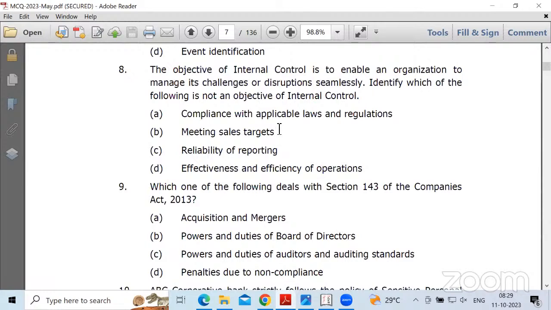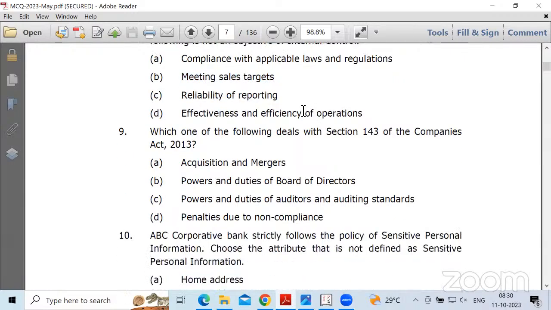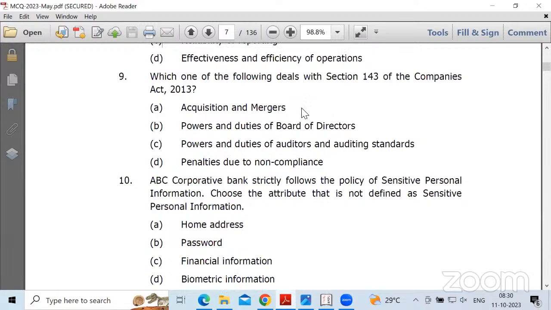An objective of internal control is to enable an organization to manage its challenges or disruptions seamlessly. Identify which of the following is not an objective of internal control. Compliance with the applicable laws, meeting sales target, reliability of reporting, effectiveness and efficiency of operations. So all the three other than this, meeting sales target, is not a part of internal control. Internal control does not talk about the sales target.